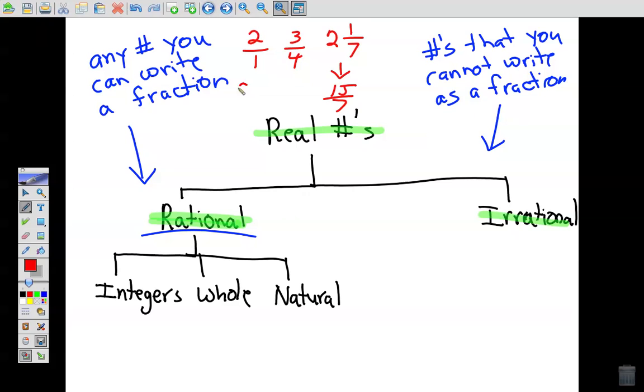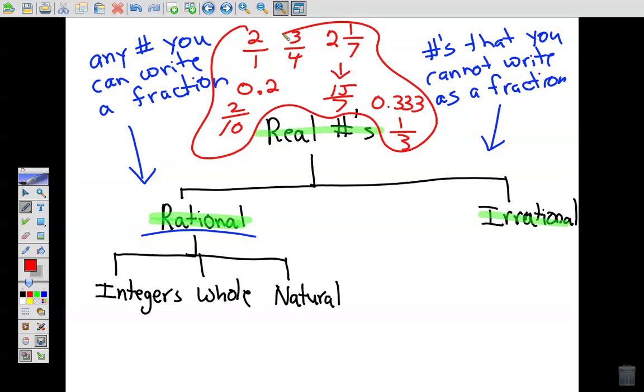Any decimal, for example, 0.2, I can write that as a fraction. That's 2/10, right? And actually, any repeating decimal, like 0.333, and it keeps on going, I can write any repeating decimal actually as a fraction. So all of those are rational numbers. Now we can take all these examples that I wrote down here, and you could fit them into one of these three types of numbers.